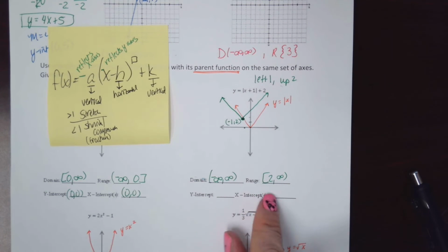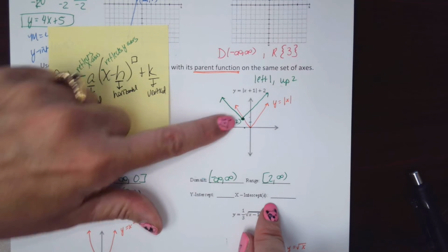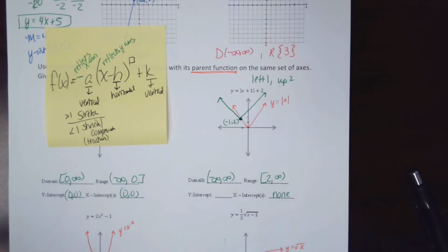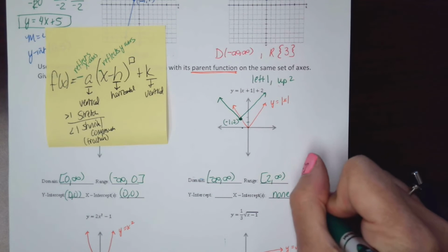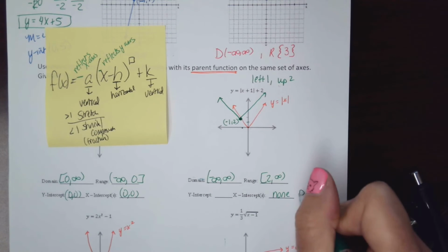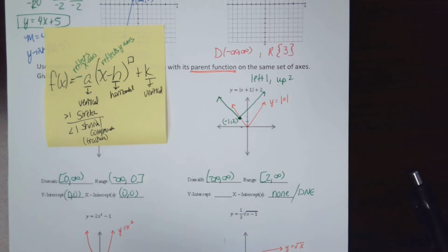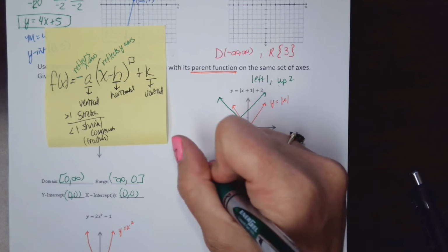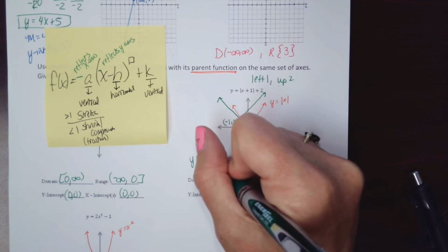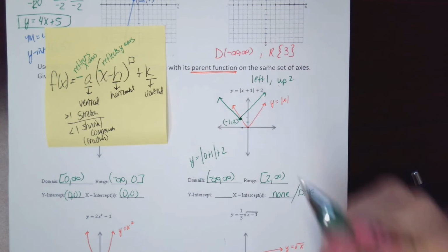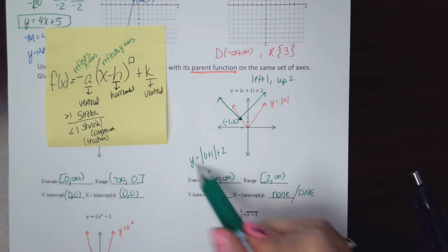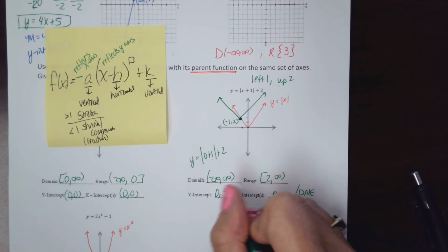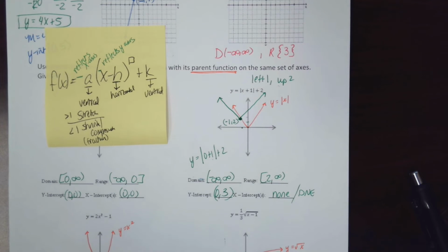Now what about these intercepts? Well, it isn't ever down here on the x-axis, so there are no x-intercepts. You can say does not exist, DNE, or you can say none. Y-intercept happens where x is 0. So let's look at our equation. Y equals 0 plus 1 plus 2. 0 plus 1 is 1, absolute value is 1, plus 2 is 3. So where x is 0, y is 3.